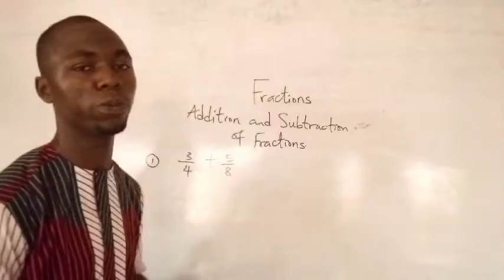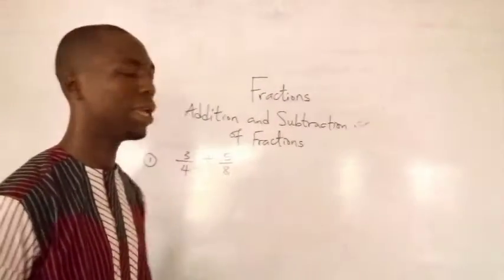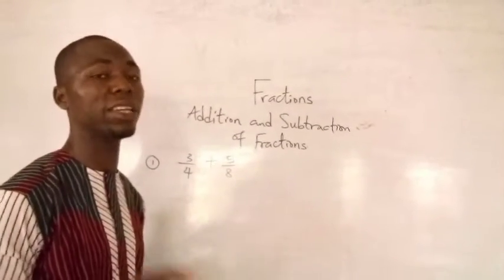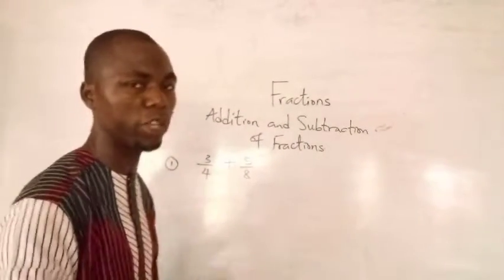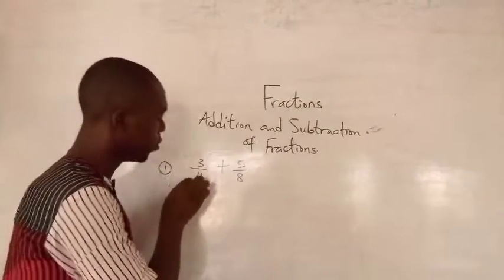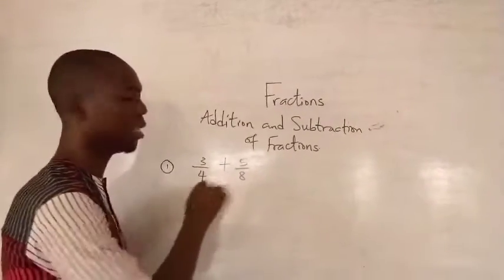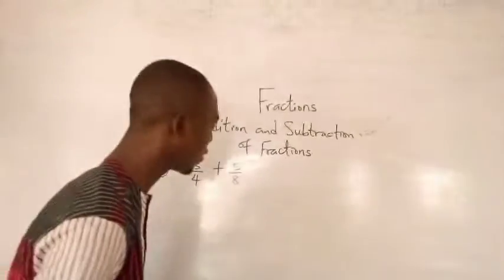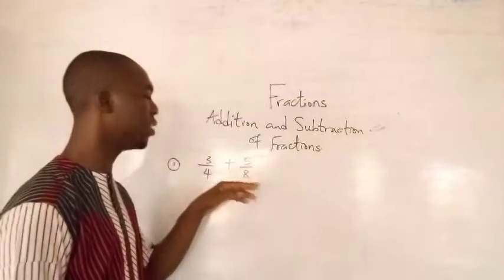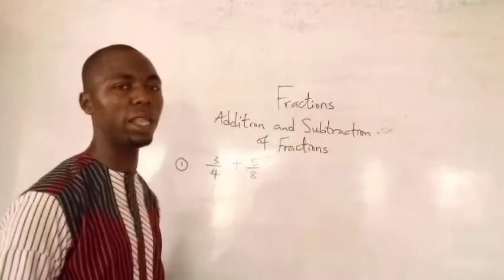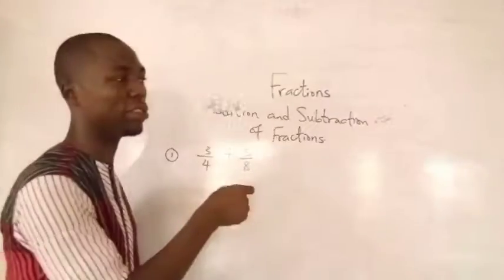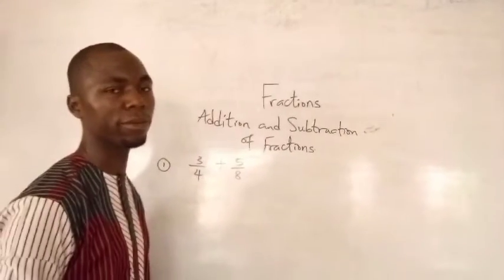What is lowest common multiple? That is the smallest number that 4 and 8 can divide. 4 and 8 can divide many numbers, but the smallest of them is what we need. But when you have two numbers like this, 4 and 8, and you discover that the smaller one can divide the bigger one, then this bigger number is going to be our LCM. 4 is a factor of 8. 4 can divide 8. So that means 8 is our LCM.